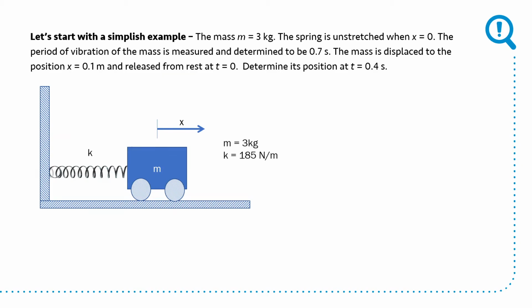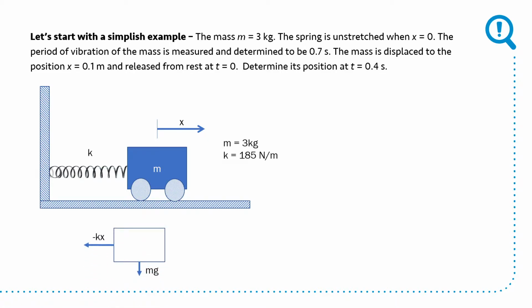If we start with the first example, and that's an example I'm sure you've seen in lecture, you have something like this, where you have a spring attached to a mass. The mass is on wheels. The spring is unstretched when x is equal to 0. The period of vibration is measured and determined to be 0.7 seconds. The mass is displaced a distance of 0.1 meters, released from rest, and you're asked to find its position at time equals 0.4 seconds.